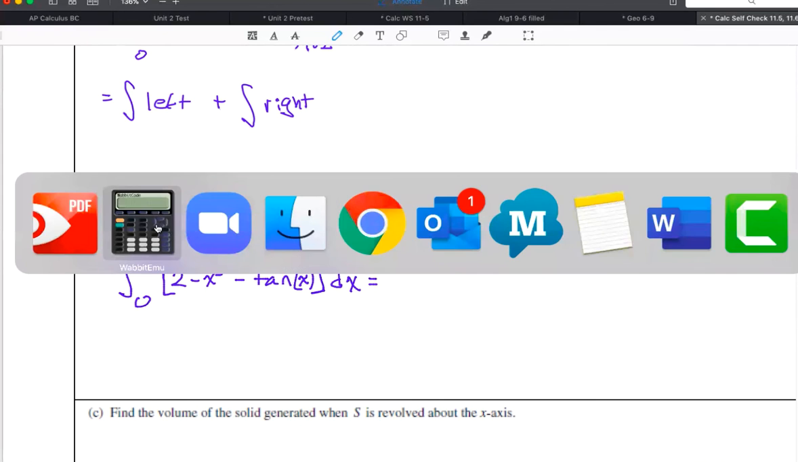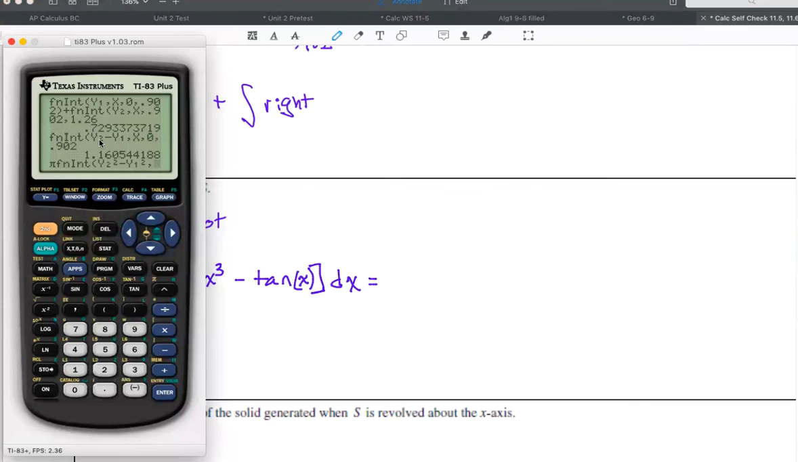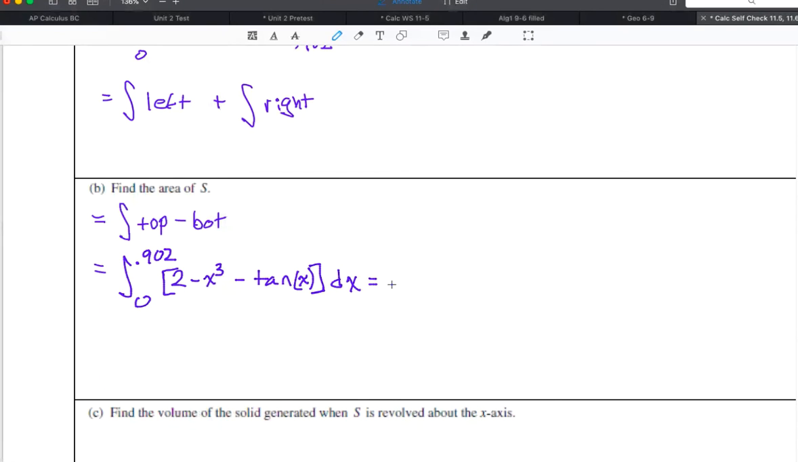And again, I've done this on the calculator already. So the integral of y2 minus y1, and I got 1.161. So come back here and I say 1.161, final answer, and box it.